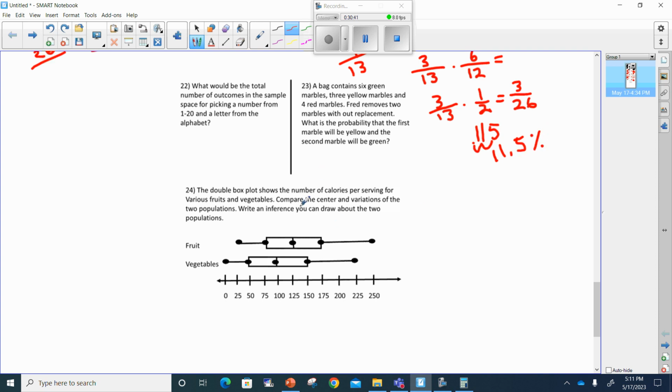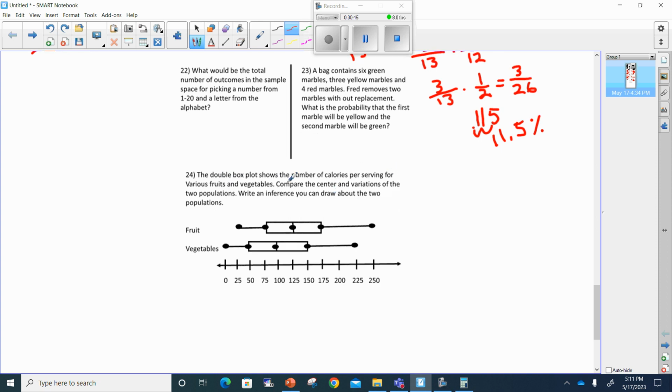And lastly, here it says the double box plot shows the number of calories per serving for various fruits and vegetables. Compare the center of variation of the two populations. Write an inference. Well, I can tell right here that fruit, okay, we're talking about calories here, right? Fruit is going to have more calories per serving than vegetables, from what I see.